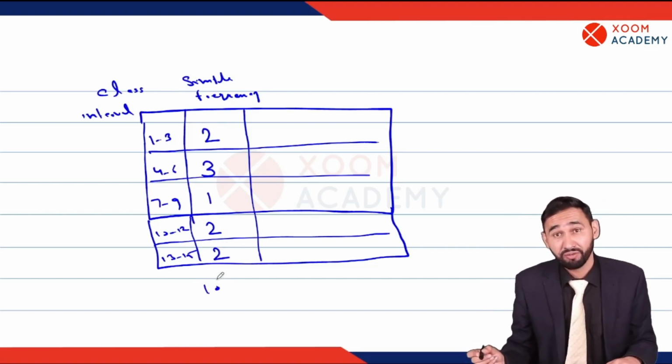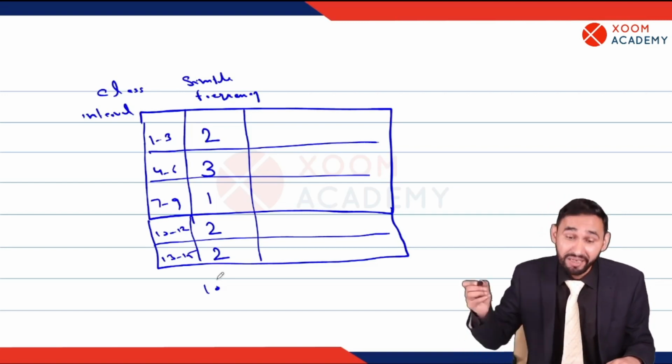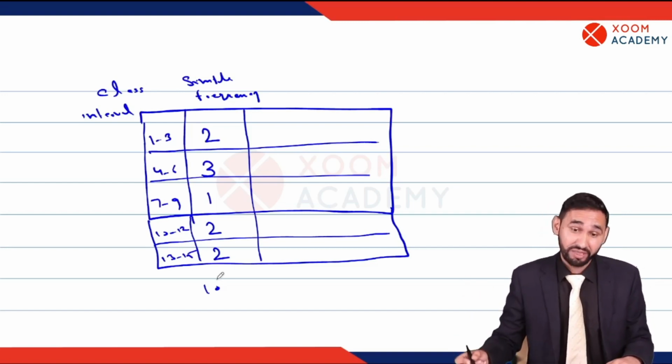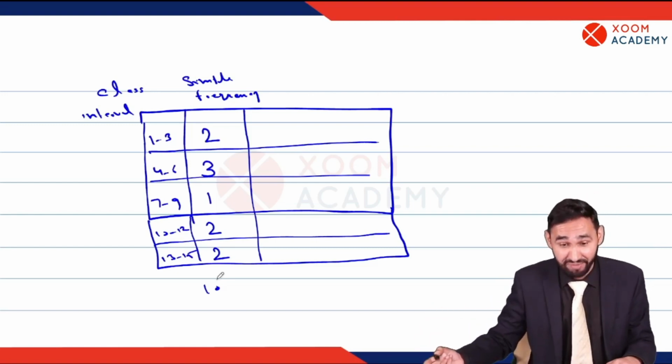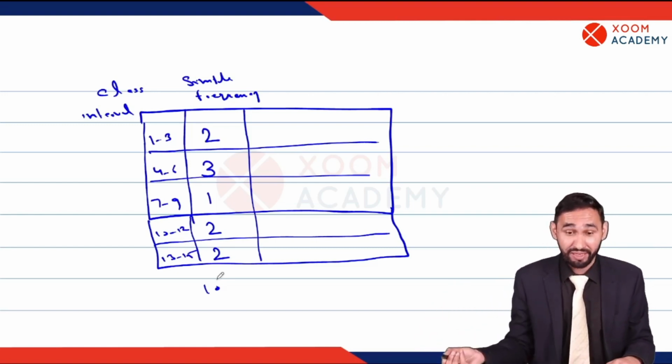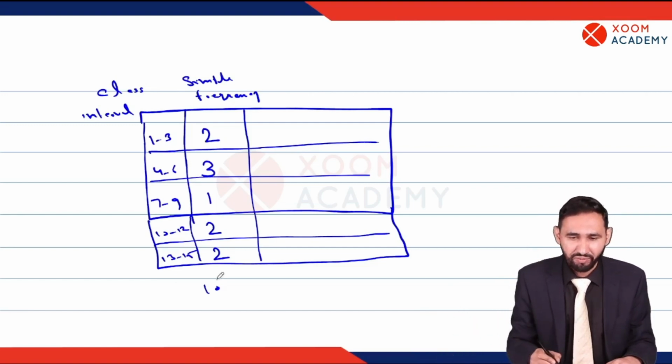We have found the simple frequency correctly because there were 10 total observations, and 1 to 3 exists 2 times, 4 to 6 3 times, 7 to 9 was present 1 time, 10 to 12 was present 2 times, and 13 to 15 was present 2 times. So the total number of observations was 10. When we calculate them, our answer is 10.